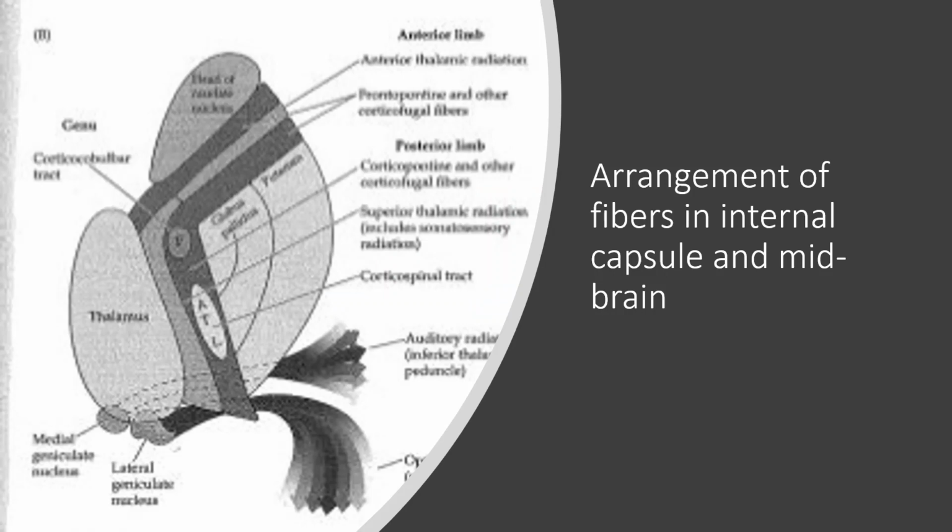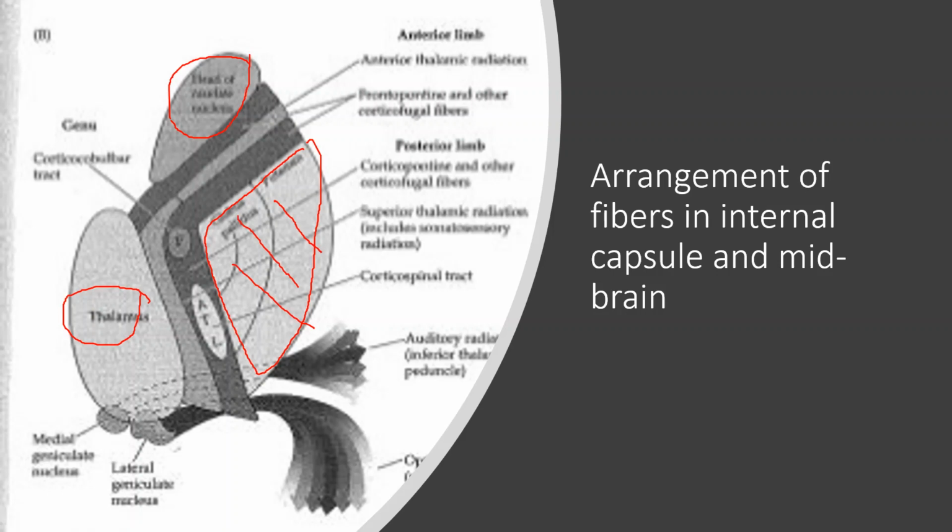So coming to the second one, which is the arrangement of fibers in the internal capsule and the midbrain. Let me just first show you the structures in this picture. So this is the head of the caudate nucleus. This is the thalamus. This is the lentiform nucleus, which is formed by the globus pallidus and putamen. So this forms the relation of the internal capsule.